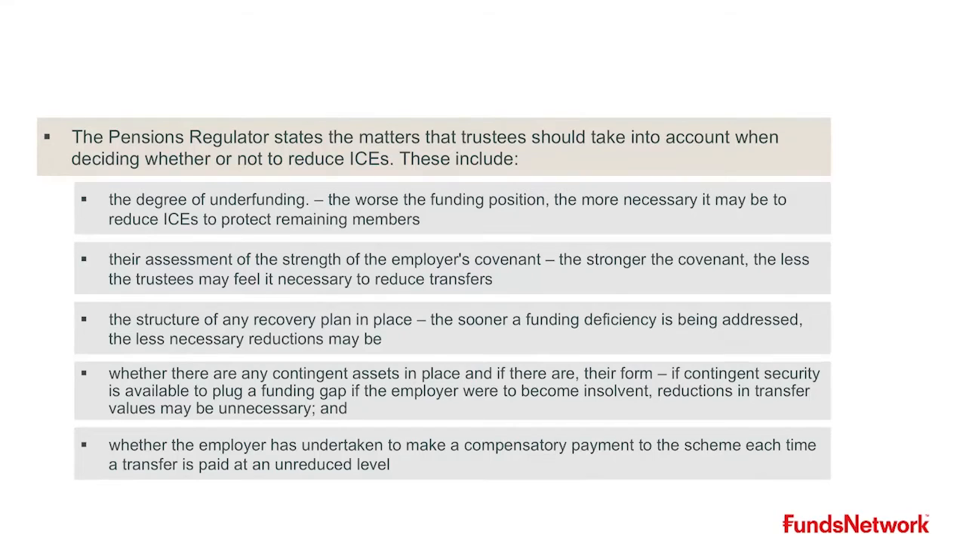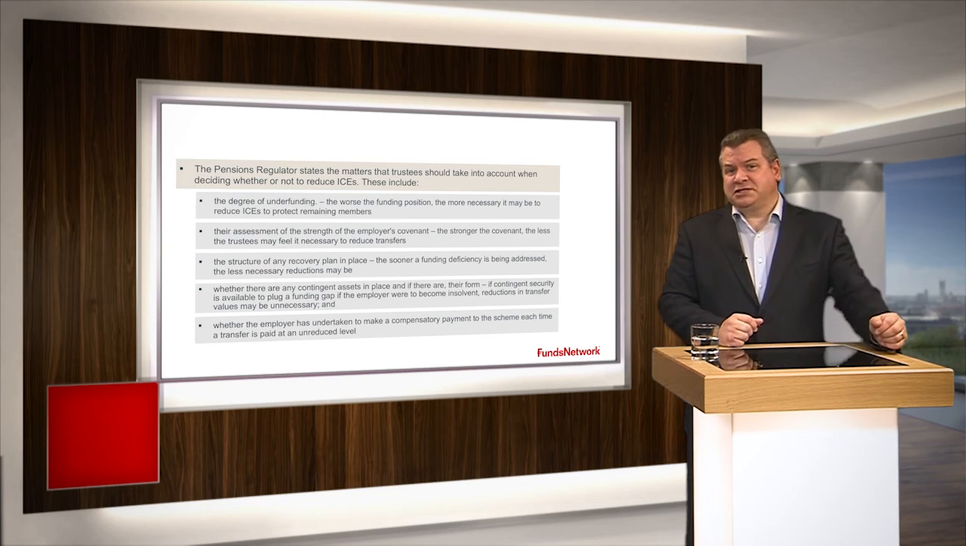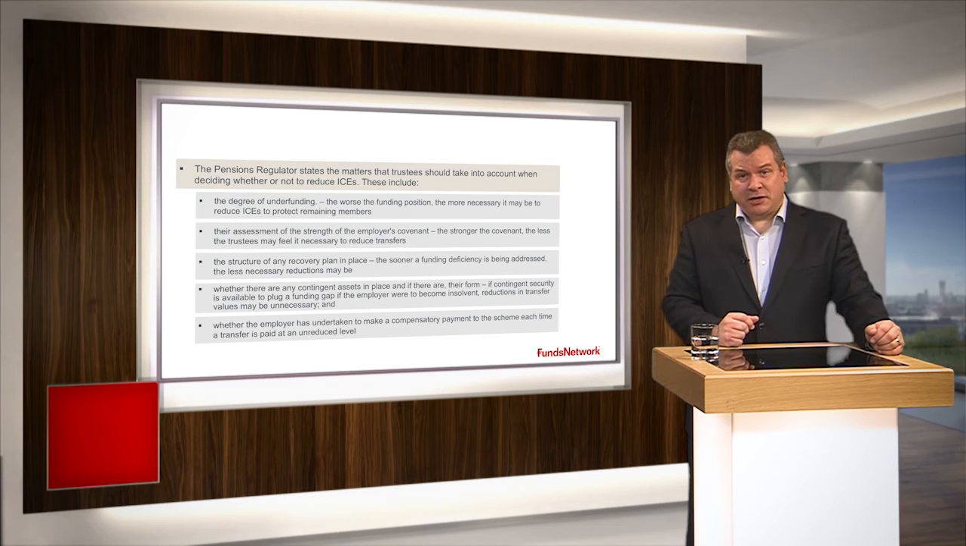The pensions regulator states the matters that trustees should take into account when deciding whether or not to reduce ICEs, and these include the following: the degree of underfunding. So the worse the funding position, the more necessary it may be to reduce ICEs to protect remaining members. Their assessment of the strength of the employer's covenant. The stronger the covenant, the less the trustees may feel it necessary to reduce transfers. The structure of any recovery plan in place. The sooner a funding deficiency is being addressed, the less necessary reductions may be.